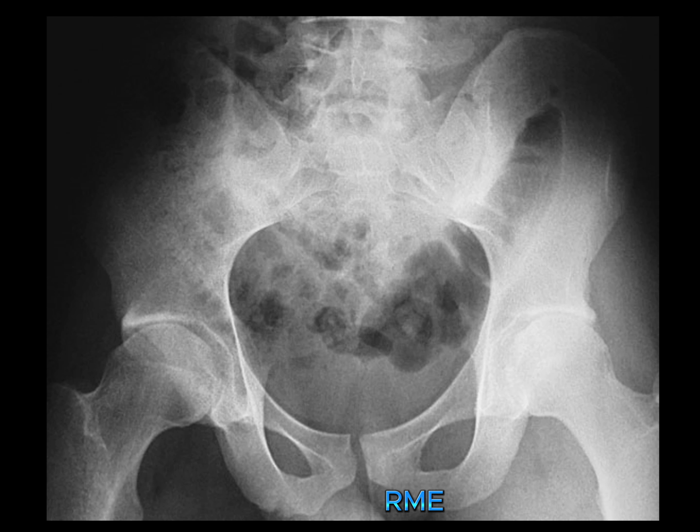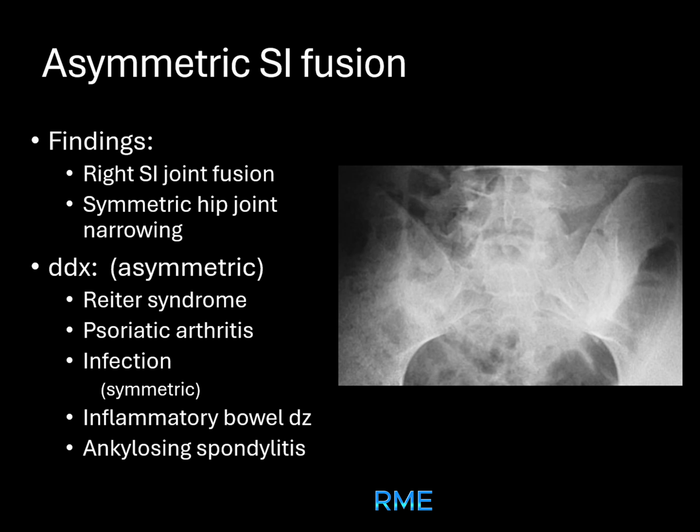This image shows right sacroiliac joint fusion with symmetric hip joint narrowing. These findings suggest asymmetric sacroiliitis, which could be due to Reiter syndrome, psoriatic arthritis, or infection if asymmetric, and inflammatory bowel disease or ankylosing spondylitis if symmetric. To further evaluate, an MRI of the sacroiliac joints can help assess the extent of inflammation.